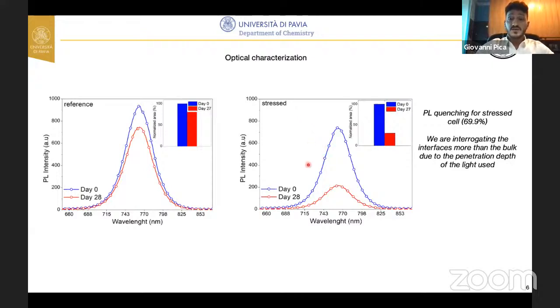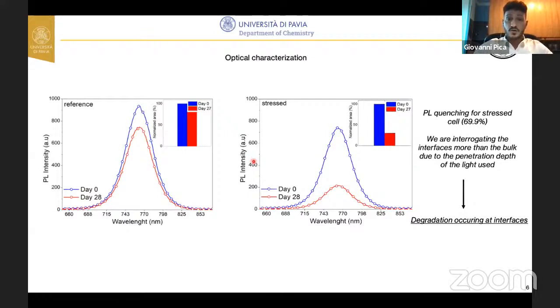In this case, we are interrogating the interfaces more than the bulk due to the penetration depth of the light that we used, because we used a 460 nanometer laser light that, according to the Lambert-Beer equation, has a penetration depth of a few hundred nanometers. Our active material is infiltrated into a scaffold of 500 nanometers. So this is why we claim that we are interrogating more the interfaces.